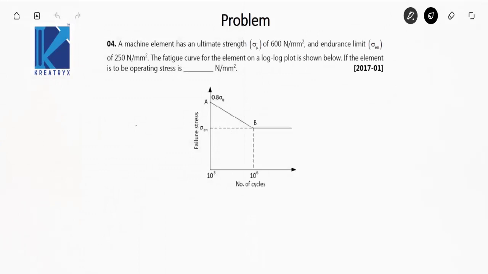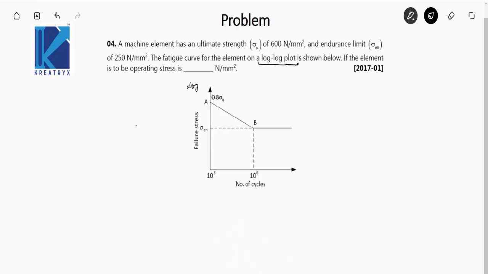A machine element has an ultimate strength sigma u of 600 Newton per mm square, 600 megapascal, and endurance limit of 250 megapascal. The fatigue curve for the element on a log plot is shown below. Very important line. Most of the students will miss this log part. This is a log graph.